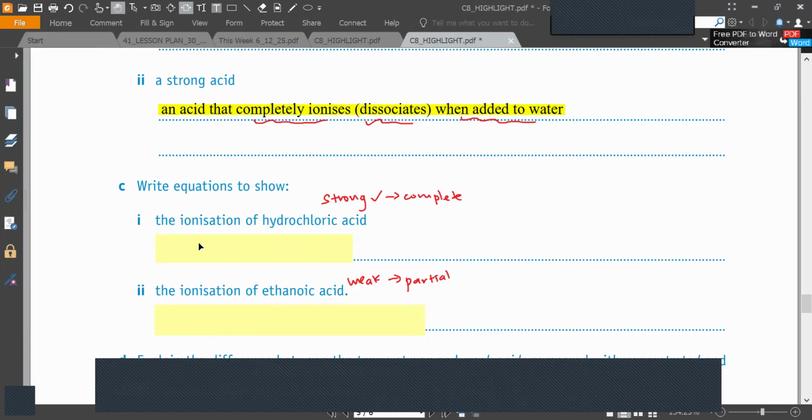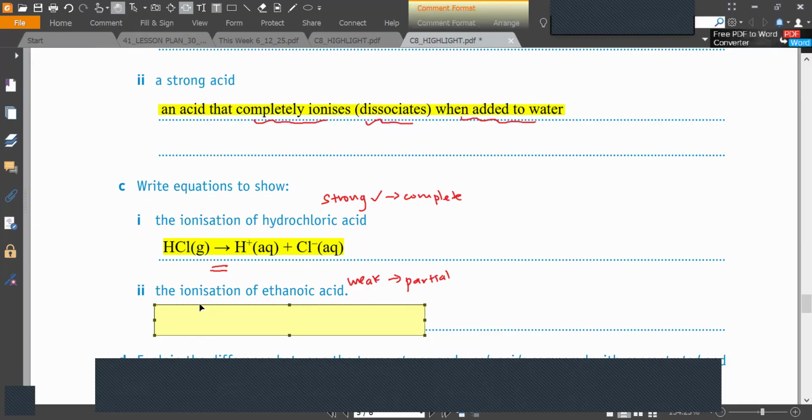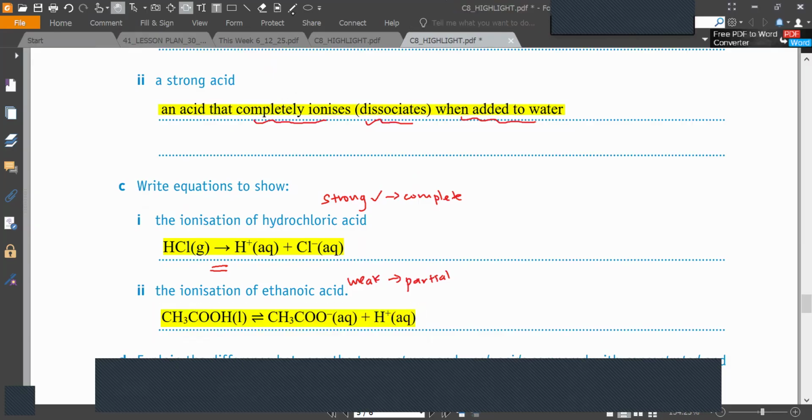So the equation is like this. We get the one-way arrow. For ethanoic acid, it still forms the hydrogen ion, but it forms an equilibrium, so the reaction goes both ways. It partially dissociates.